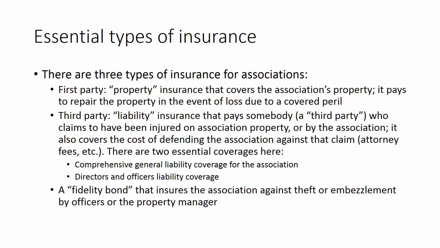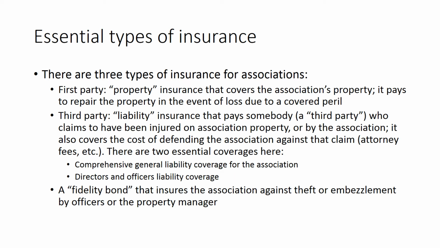Associations need to buy three types of insurance. And actually it's four different types of coverage. Number one, they need to have first-party insurance. First party means, in this case, property insurance. It covers the association's property. The association is the first party, the insurance company is the second party. So first party insurance is, in this case, property insurance. It pays to repair the property in the event of loss that occurs due to a covered peril.